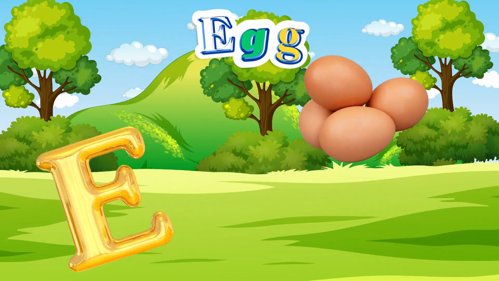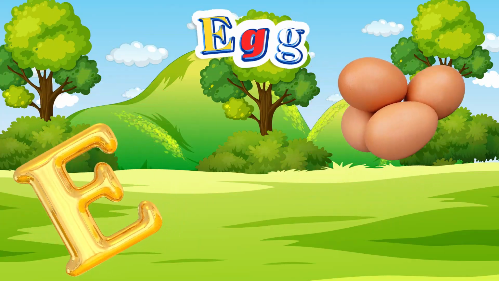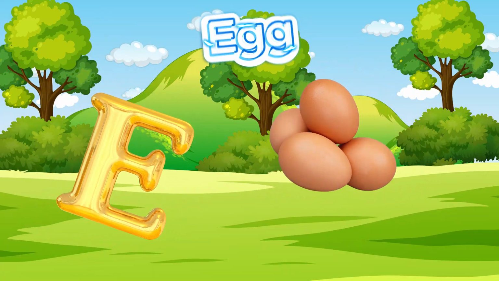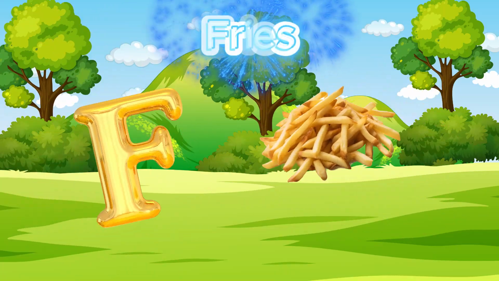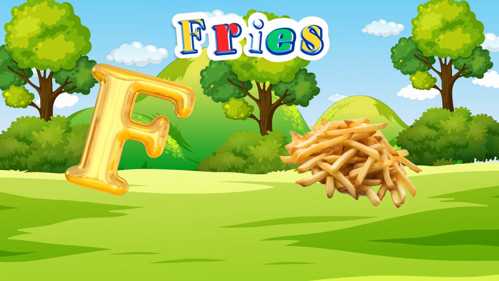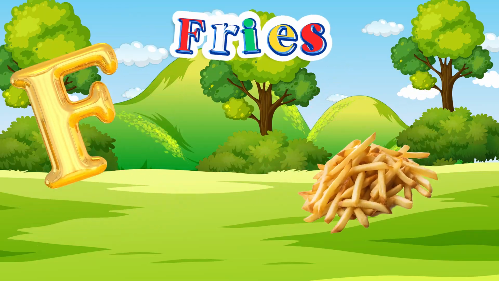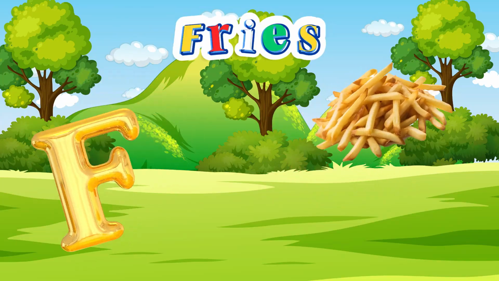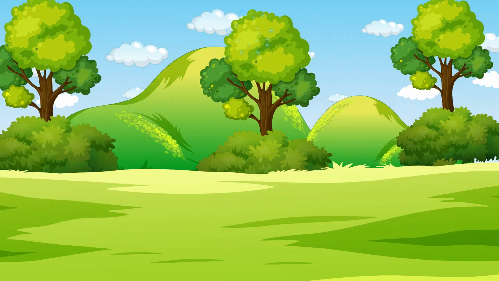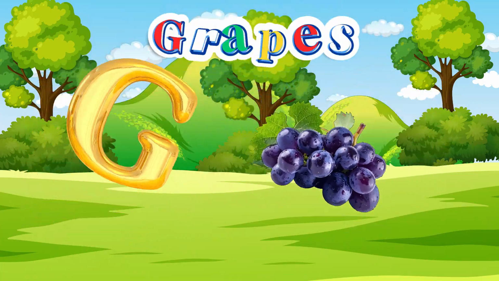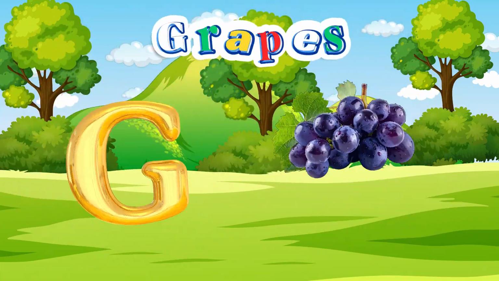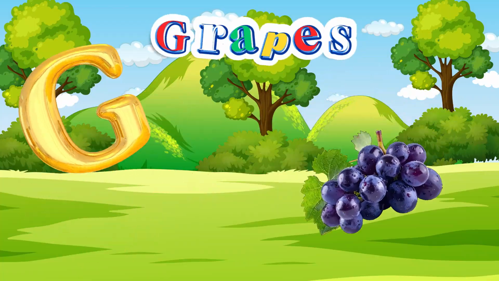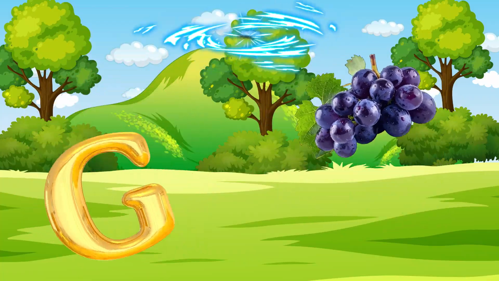E, egg. Healthy egg. E is for egg. F is for fries. F, fries. Crunchy fries. F is for fries. G is for grapes. G, grapes. Purple grapes. G is for grapes.